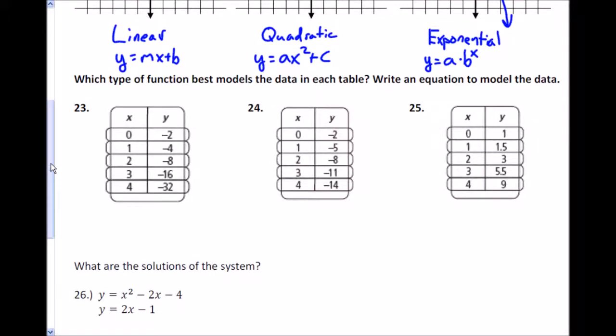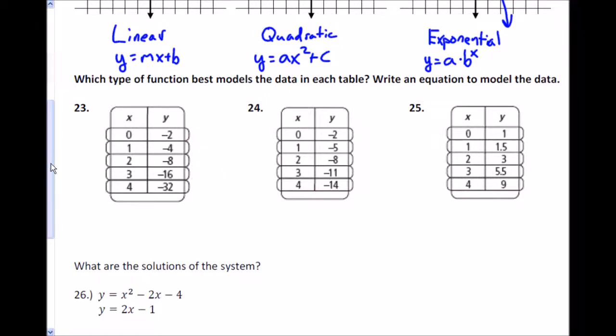For this, we're looking at what kind of model this is. So I always start off by looking at the differences. Like here, I subtract 2, and then I subtract 6, and then I subtract 8, and then I subtract 16. And there's no common difference here. So then I look at the second difference and say, okay, I go down 4, and then I subtract a 2, and then I subtract an 8, and that really doesn't do anything. So the second difference doesn't give me anything.